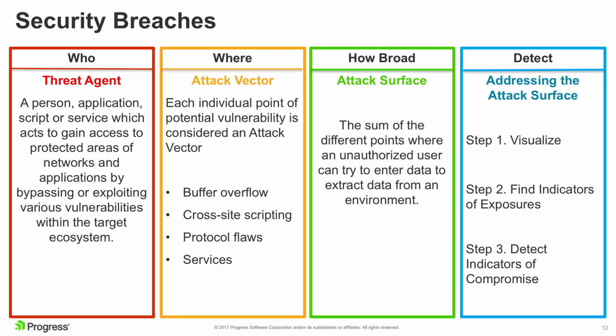Up until now, some terms have been thrown around, such as compromise and intrusion. There'll be more terms to come, but here are some commonly used ones when discussing information security. First is threat. A threat is any activity that affects the health, performance, and/or well-being of an application, enterprise, or primary audience. Threat agent is a person, application, script, or service which performs to gain access to protected areas of networks and applications by bypassing or exploiting various vulnerabilities within the target ecosystem.